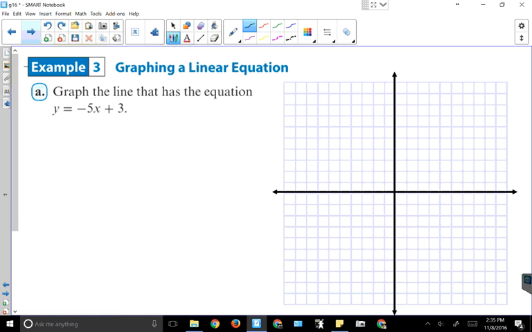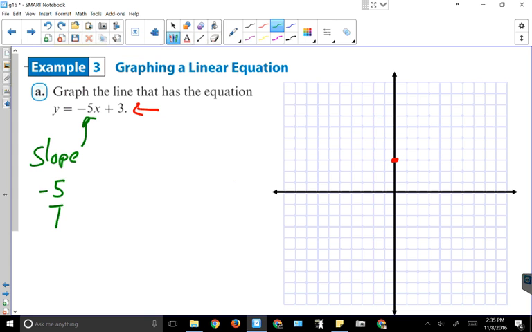So, let's try this one. I want to graph the equation of that line, right? Do I have enough information to do it? What do I need? I need to know what my slope is. Do I know what my slope is? Yeah, -5/1. And what does this tell me here? Where it goes through the y-axis, so I can put a point there, right? So, my point would go 1, 2, 3 right here, correct?